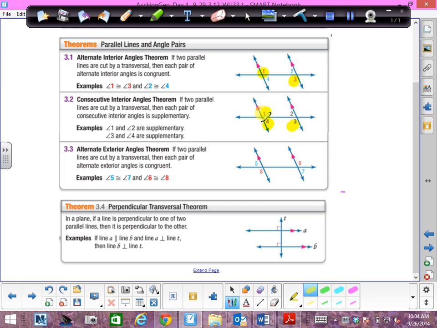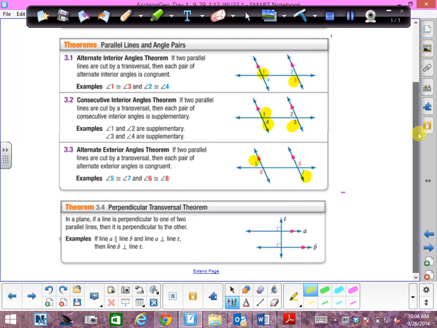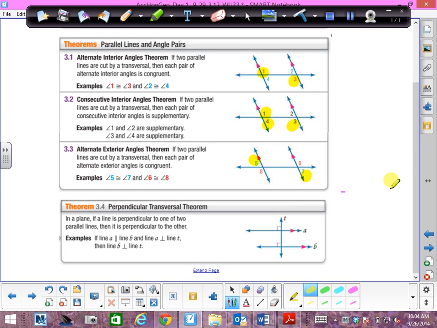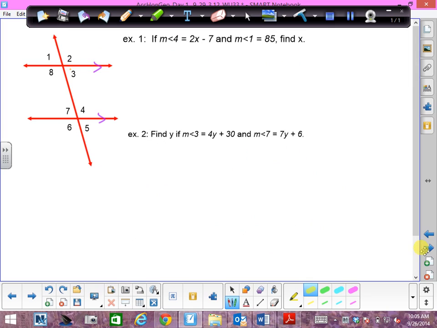All right, alternate exterior angles theorem. So if two parallel lines are cut by a transversal, then each pair of alternate exterior angles are congruent, which we showed how that works in the slide before. And then the perpendicular transversal theorem. In a plane, if a line is perpendicular to one of two parallel lines, so we've got this transversal T, and it's perpendicular to line A, then we know it has to be perpendicular to B if A and B are parallel. We're going to actually end up proving that later on too. Take a look at those. If you have questions about them, we can discuss them.